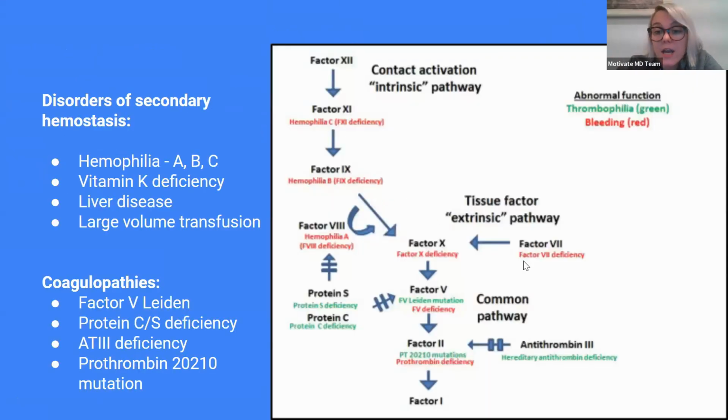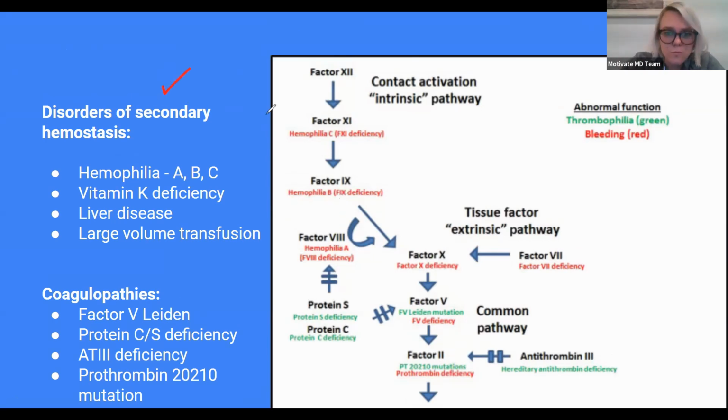Okay, so here it is again, and we talk about the coagulation cascade a little bit more here in terms of secondary hemostasis. Things like hemophilia A, B, and C. Hemophilia C being a deficiency of factor 10. Hemophilia B being a deficiency of factor 9, and then hemophilia A being a deficiency of factor 8.